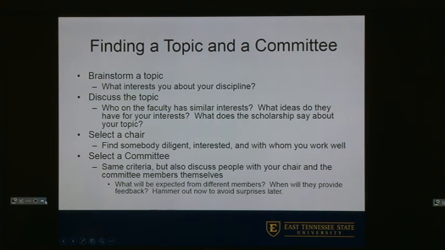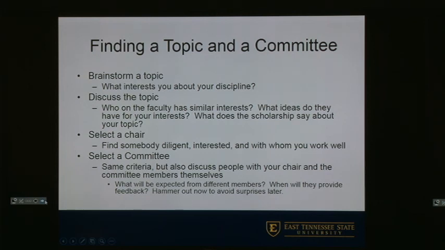So when you're selecting a chair, find somebody who's diligent, interested, and whom you can work with well. The best person to be your chair is not necessarily everyone's best person to be their chair. So find somebody that is a good fit for you. For the committee, same criteria, but not quite so extreme. Discuss people who might be appropriate choices with your chair and with the committee members themselves.